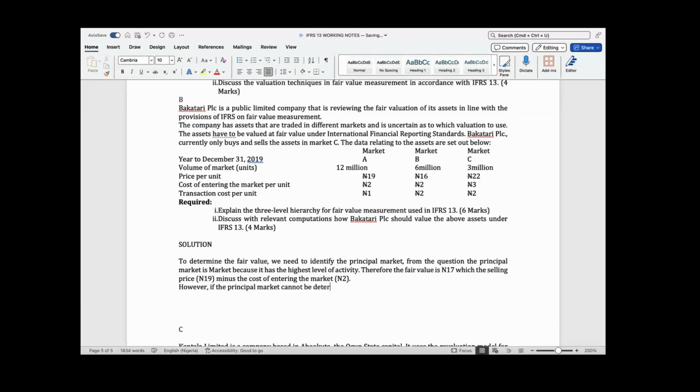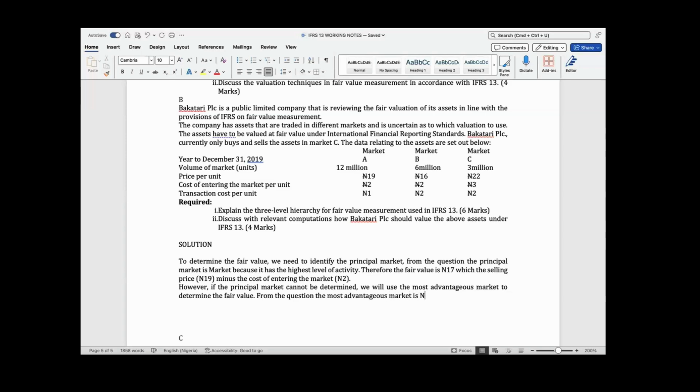cannot be determined, we'll use the most advantageous market to determine the fair value. And from the question, the most advantageous market, who can tell me the most advantageous market here? Which market is the most advantageous market here?